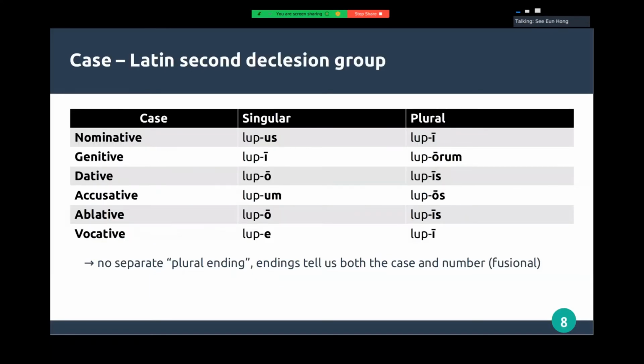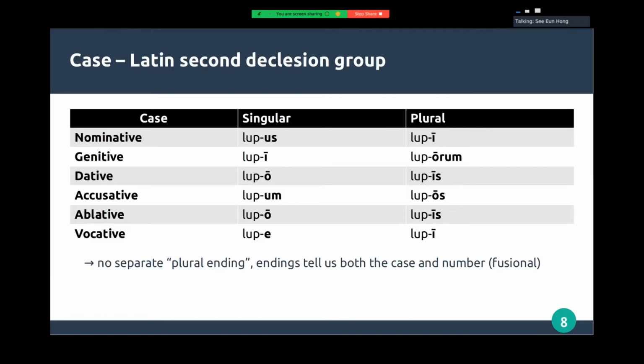So this is the Latin second declension table, and declension just refers to noun inflection. And we've already looked at the nominative singular ending -us. What's important here is that if you compare the singular forms and the plural forms, they don't share any endings. Well, there are some occasional similar endings, like the genitive singular and nominative plural, but that's just a coincidence.